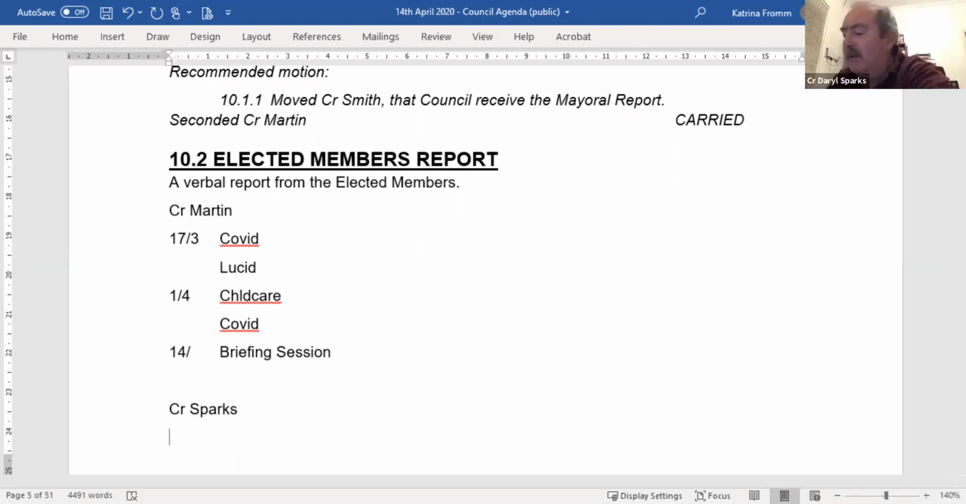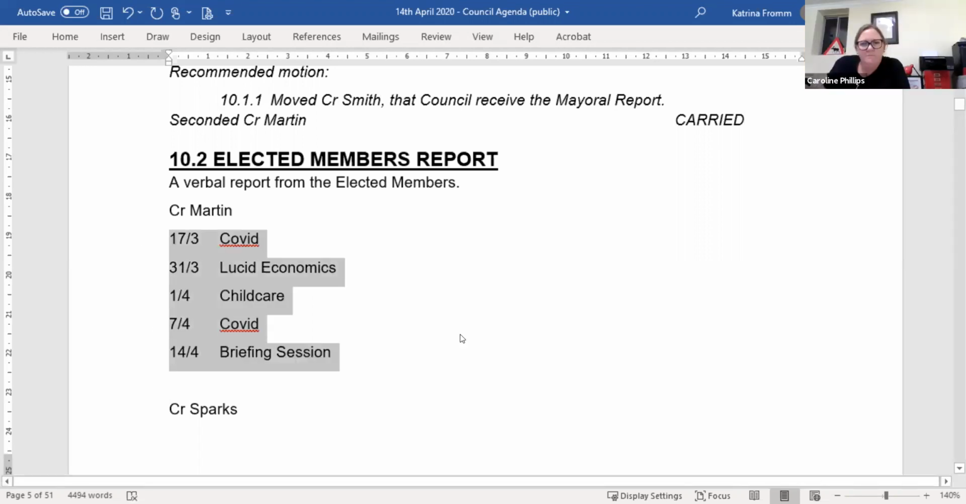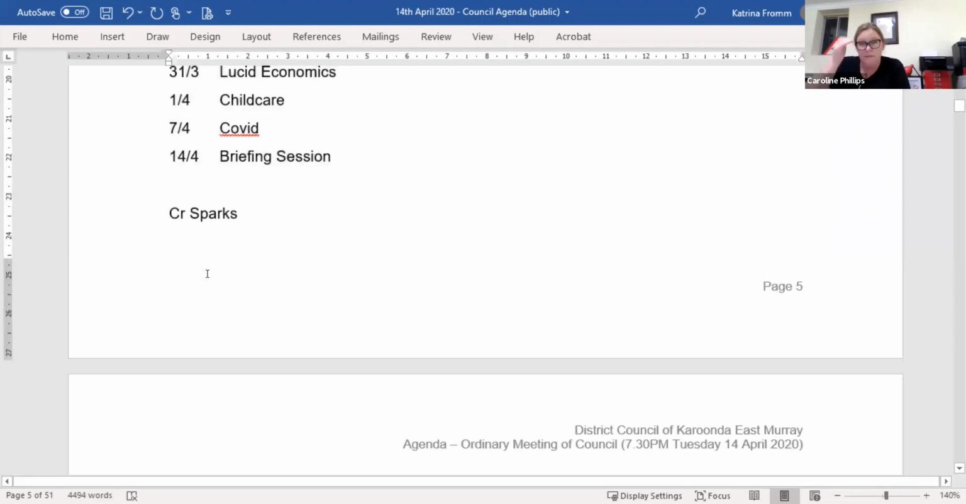Okay. Mayor Phillips, mine is the same as Councillor Martin: 17th of the 3rd, COVID-19 informal meeting. 31st of the 3rd, Lucid Economics meeting. 1st of April, just a special meeting. The 7th of the 4th, COVID-19 consultative group. And 14th of the 4th, today's briefing session. Thank you. Councillor Norman.